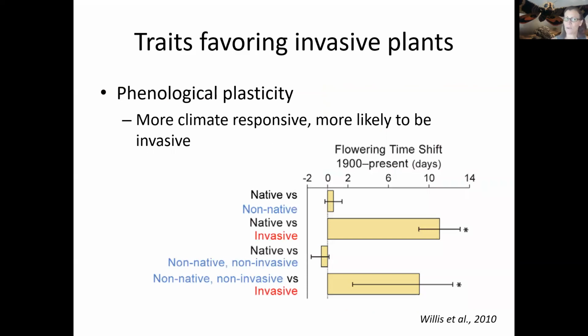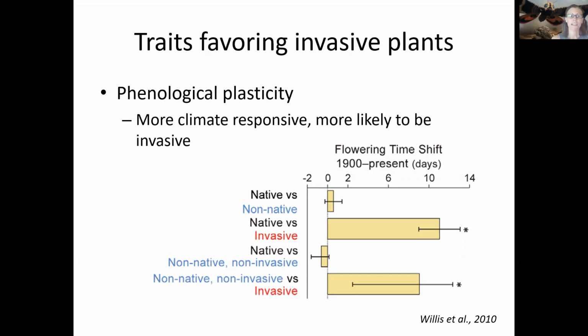Here's one that's more of a newer trait that's been associated with invasive plants. Not going back to Baker's ideal weed, but in the last 10, 15 years, as climate has been changing, we've been noticing a lot of things happening to invasive plant populations that might be due to the changing climatic landscape. And one of these traits that seems to favor invasive plants is something called phenological plasticity.